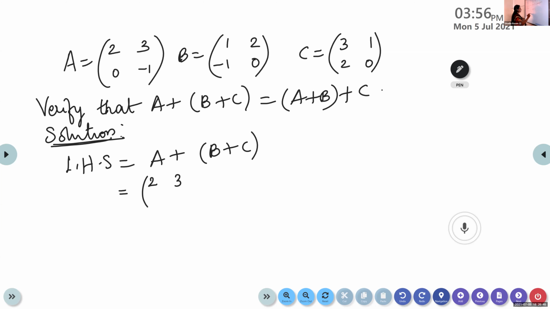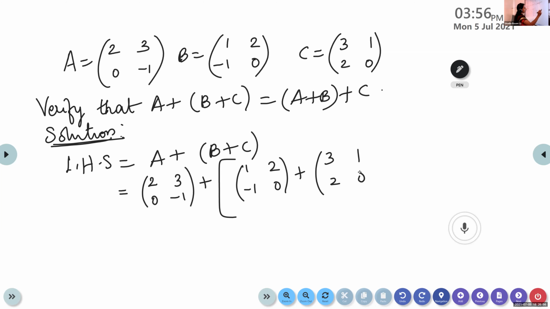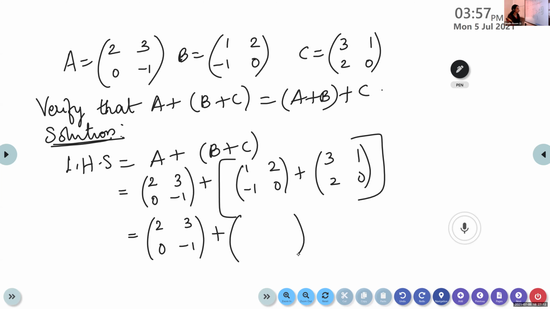2, 3, 0, minus 1 plus B plus C. 1, 2, minus 1, 0 plus C, 3, 1, 2, 0. We have to add these two. So that is matrix 2, 3, 0, minus 1 plus. First, we have to add these two, isn't it? BODMAS rule: within the brackets, we should add first. So when you add this, Tomlin, give me what is B plus C?